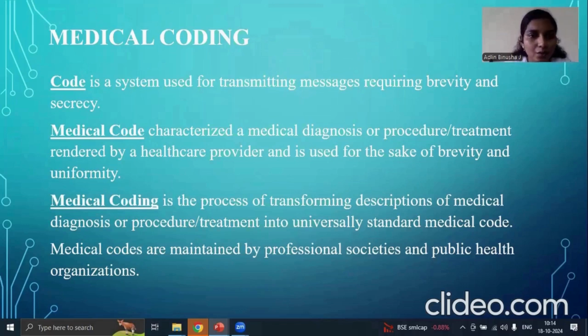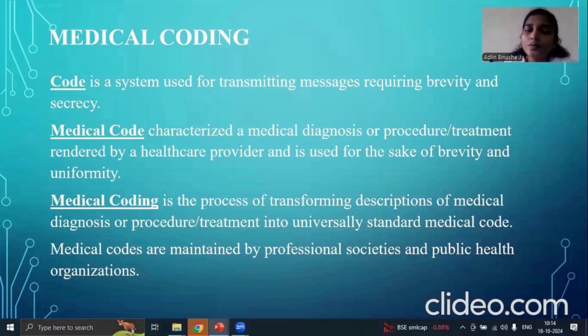Then what is a medical code? First, a medical code means characterizing a medical diagnosis, procedure, or treatment done by the medical provider or healthcare provider to the patient. Who is this healthcare provider? It's a doctor.